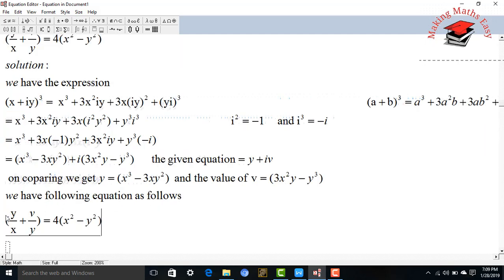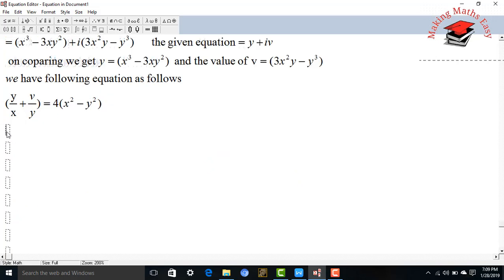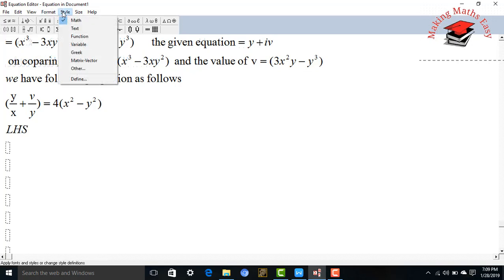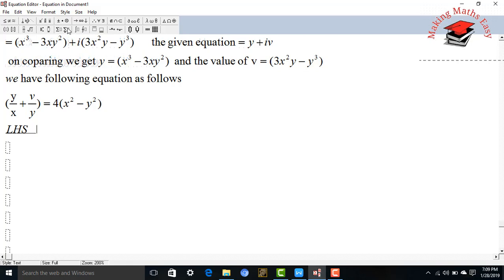So we will take this equation and write over here. So after writing the equation, we know that y upon x plus v upon y is equal to 4x square minus y square. So do one thing in this case, take the LHS of this equation, and then solve the LHS. So as we have the values of y and v, here it is the value of y, here it is the value of v. So put the values in the left hand side over here, and then get the answer. So LHS is equal to this.